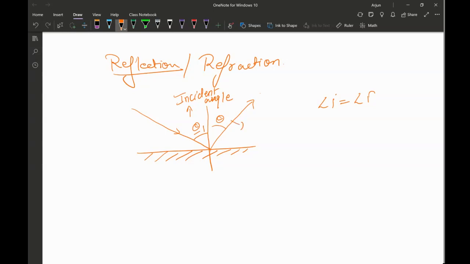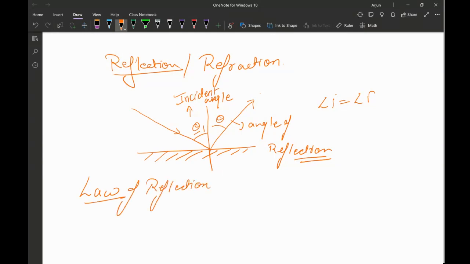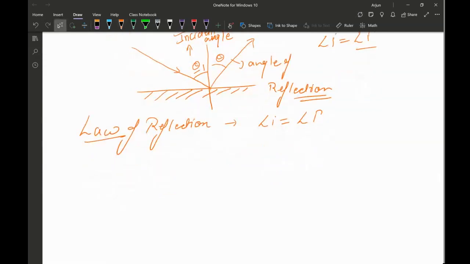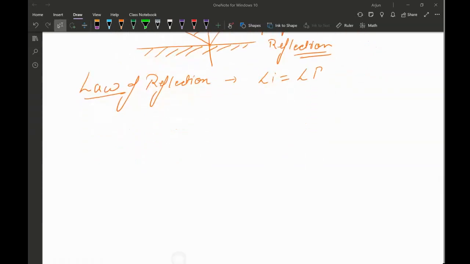So this is the angle of reflection. This is also called the law of reflection. So the law of reflection says that angle of incidence is equal to angle of reflection. Now, based on this one, we can figure out how the images are formed in the mirrors. So right now I'm going to talk about the curved mirrors.